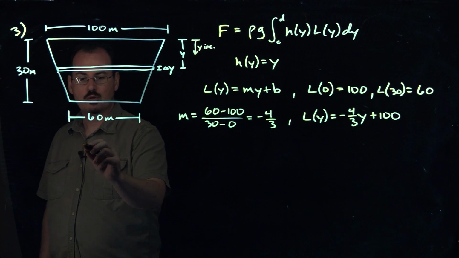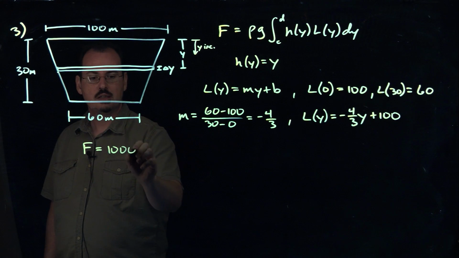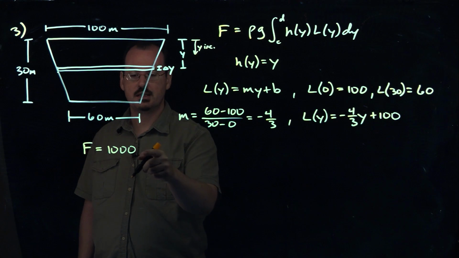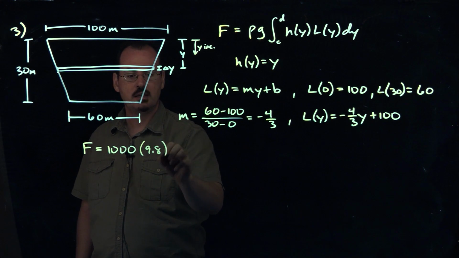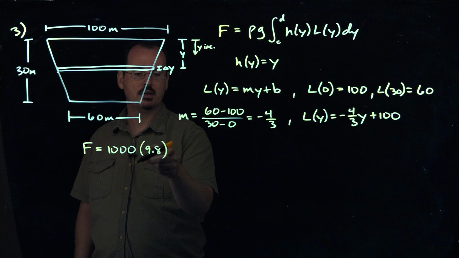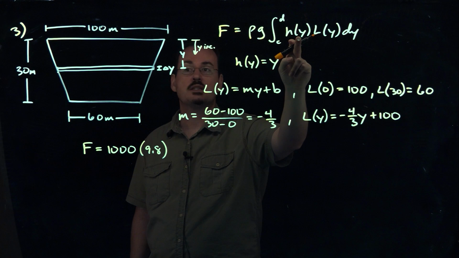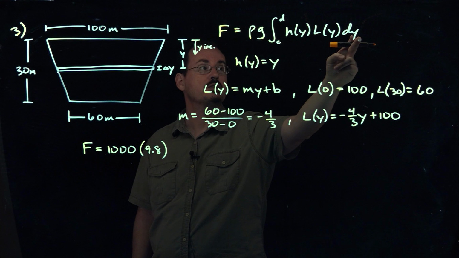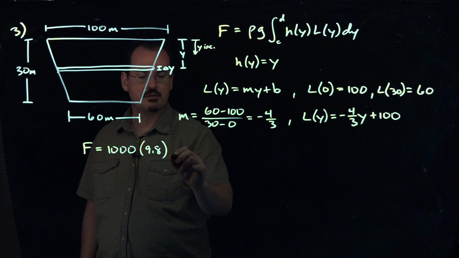So the total force exerted by this dam, the total fluid force, will be the density, 1,000 kilograms per cubic meter, times 9.8 meters per second squared. I'm not going to write the units here, but you can verify them. h of y is measured in meters, L of y is also measured in meters, and dy is also measured in meters. So you're going to have cubic meters here, and you should end up with newtons at the end of all of that.